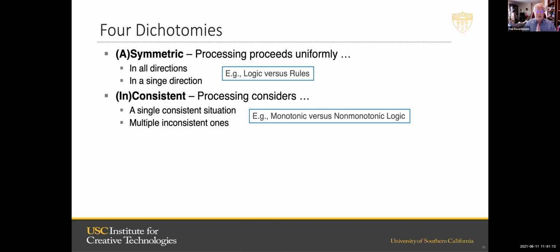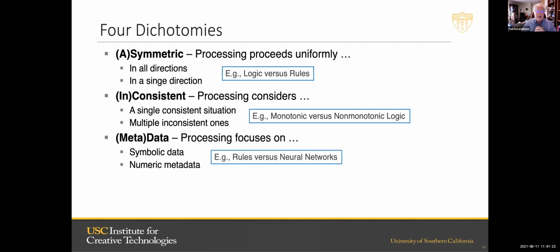Inconsistent, whether processing considers a single consistent situation versus multiple inconsistent ones. So again, a canonical example here would be monotonic versus non-monotonic logic. Metadata, and this comes right out of the common model, whether the processing focuses on symbolic data versus numeric metadata. Although for the purpose of this talk, you can think largely of symbolic versus numeric. Here again, rules versus neural networks is kind of a canonical example.